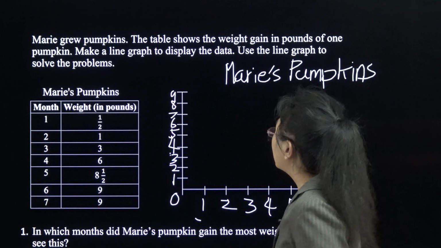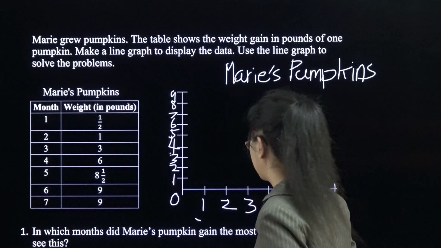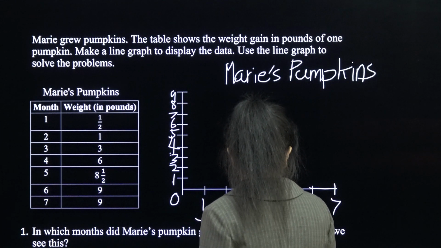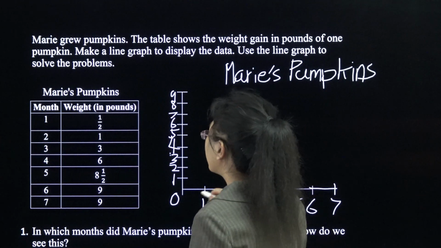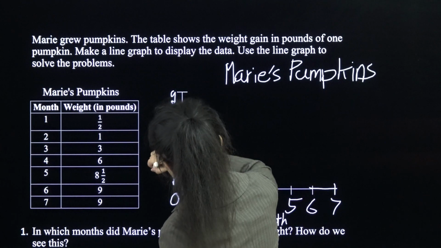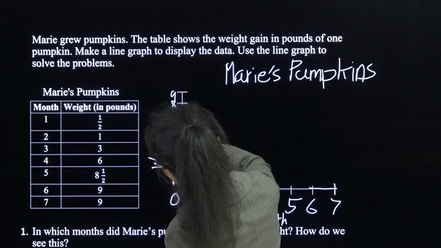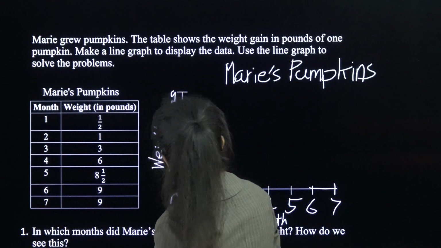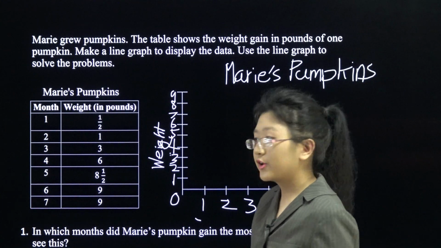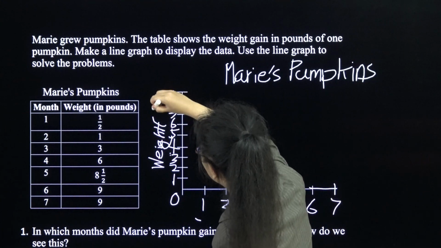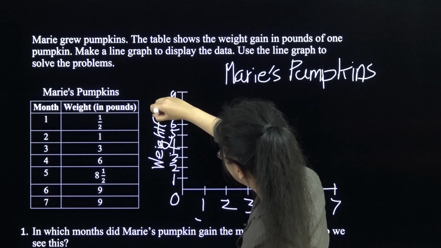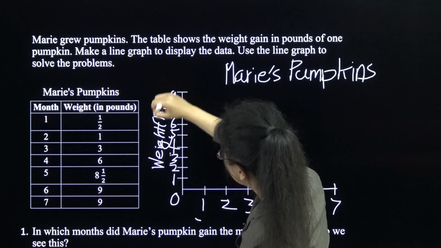And what do we do now? Well, we have to label the axes. So month and weight. Instead of writing in pounds, because you don't have enough space, you could always write brackets and then pounds. Or you could write brackets and then the pound symbol, which is LB.